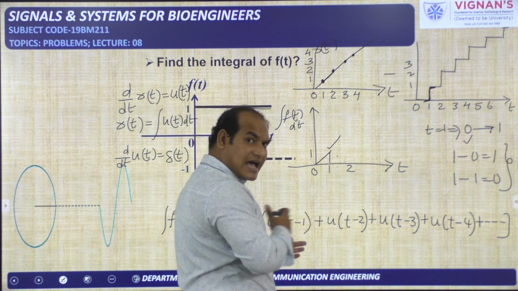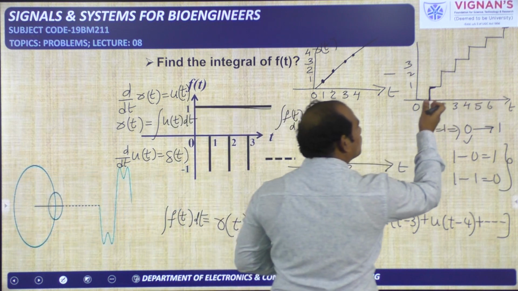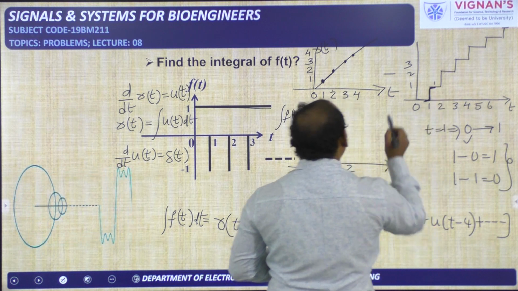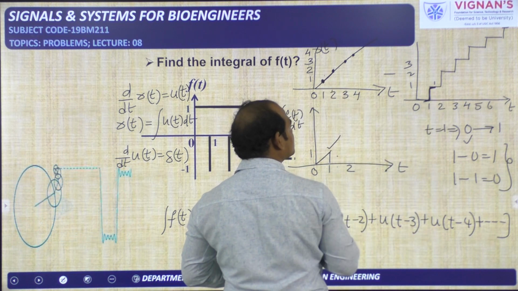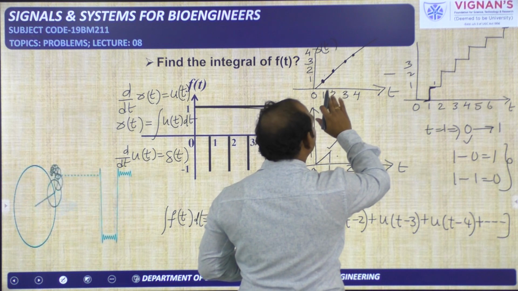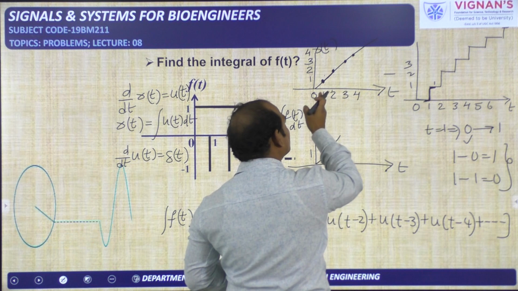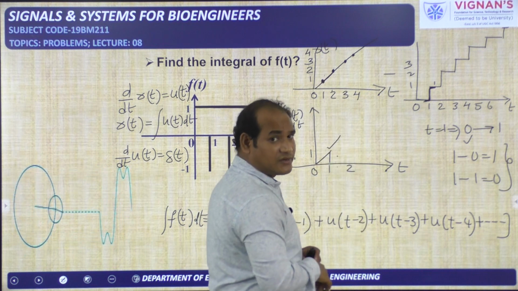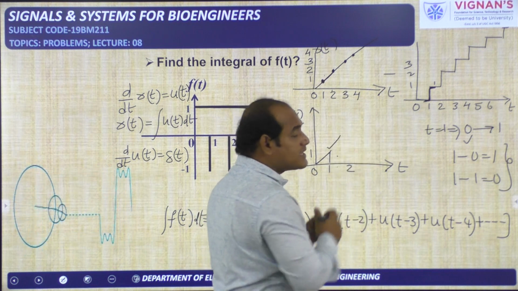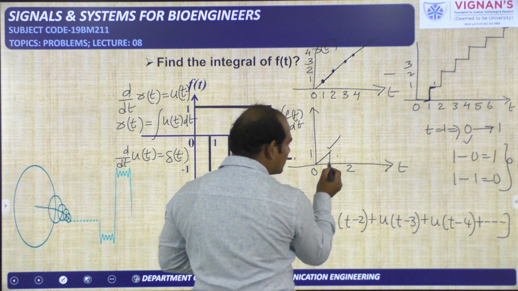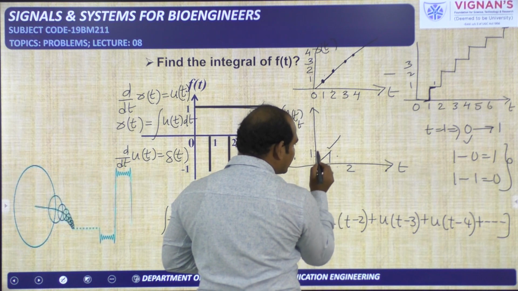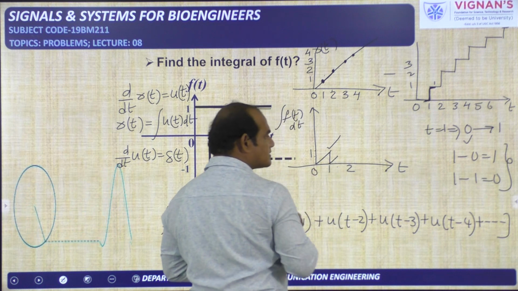Next, as time is going on, at t is equal to 1.5, its amplitude is 1.5. So 1.5 minus 1 will become 0.5. So it is 1 means here 0.5 will be there. You will get like this.